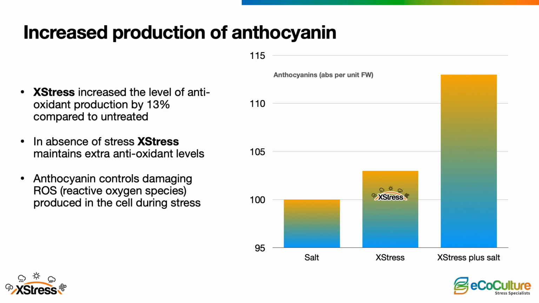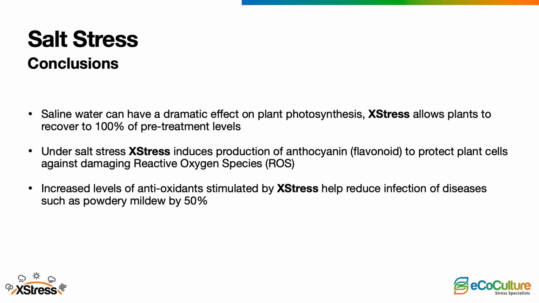Anthocyanin controls damaging ROS, reactive oxygen species, produced in the cell during stress. Salt stress. Conclusions. Saline water can have a dramatic effect on plant photosynthesis. XStress allows plants to recover to 100% of pre-treatment levels. Under salt stress, XStress induces production of anthocyanin, flavonoid, to protect plant cells against damaging reactive oxygen species, ROS. Increased levels of antioxidants stimulated by XStress help reduce infection of diseases such as powdery mildew by 50%.